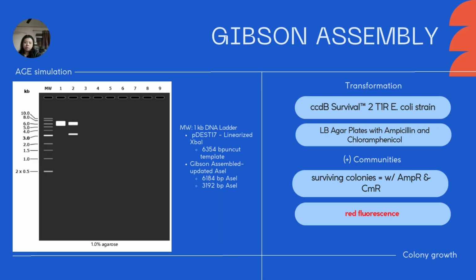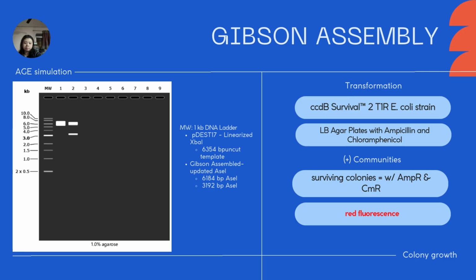The resulting plasmid was transformed to ccdB survival E. coli and grown on ampicillin and chloramphenicol containing plates. Results showed that two expected bands were present: a 6184 base pair band for the pDES vector and a 3192 band for the insert cassette, confirming successful ligation. Colony growth on selective media and the red fluorescence from the mCherry further verified that the construct was correctly assembled and expressed.